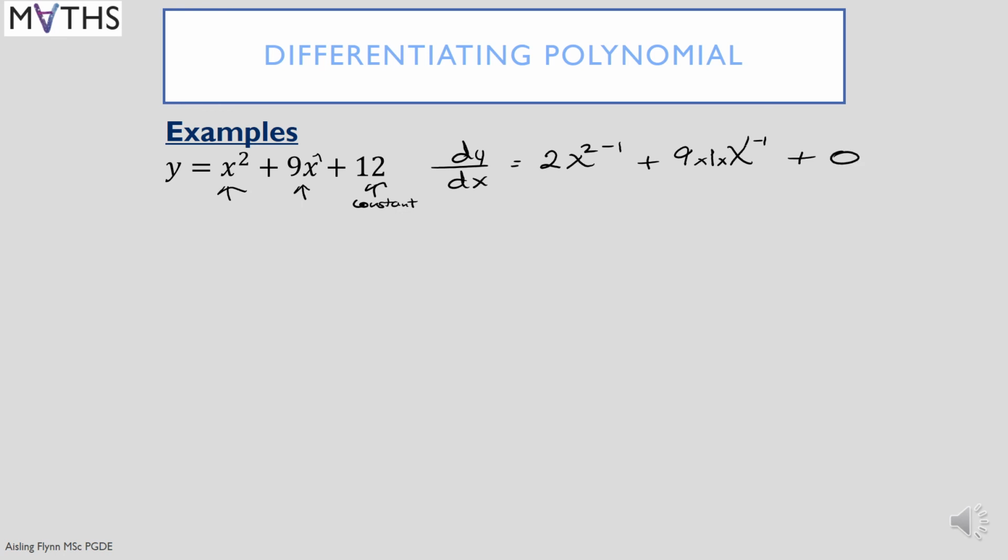Okay, now let's tidy that up. Your dy/dx will be equal to 2x, so it's x to the power of 1, plus 9 times x to the power of 0, which is just 9. So 2x plus 9. Okay, another example.